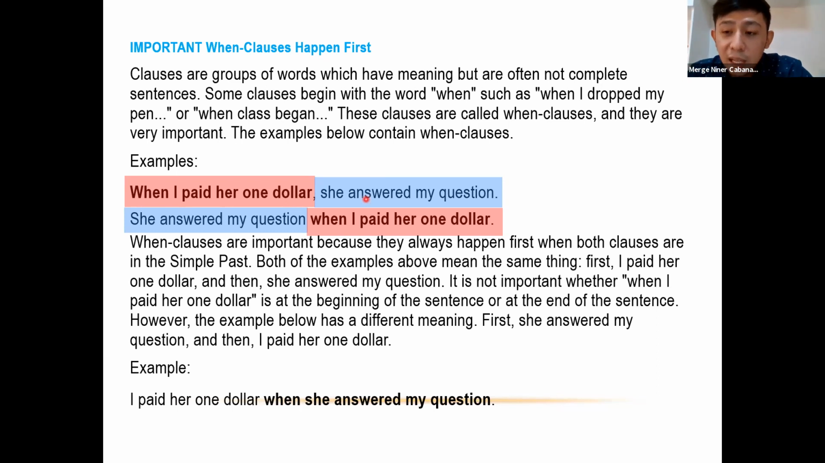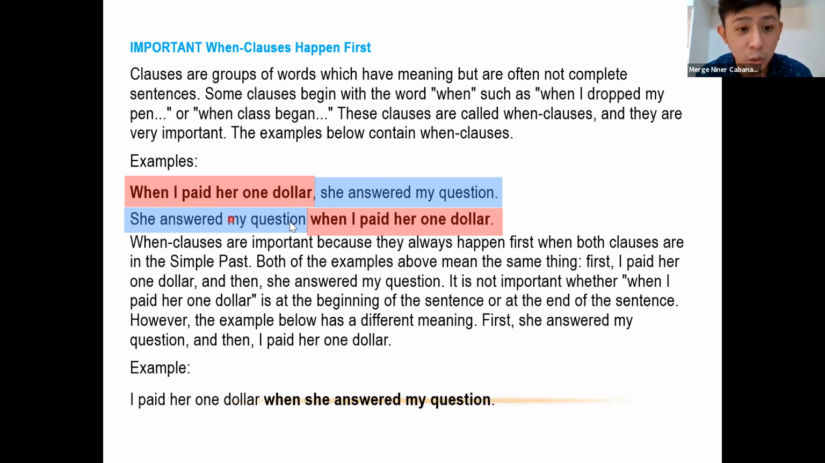Now, sabi dun sa ating rule, ang nauuna daw palagi ay kung nasaan yung when. So it means that according to the sentence, when I paid Jocelyn $1, she answered my question, ang mauuna doon is when I paid you $1. When I paid her. Kasi nandun yung when, tama ba? O kung nasaan yung when, laging yun ang mauuna.